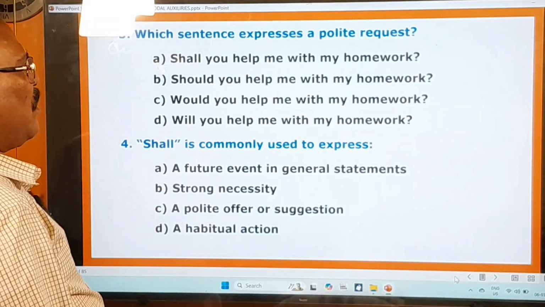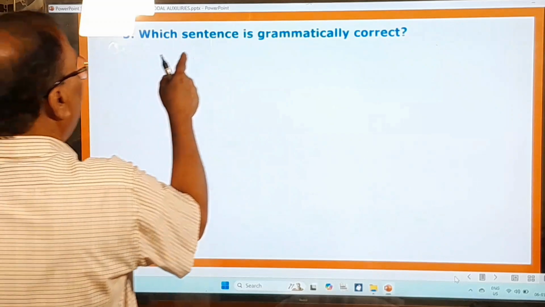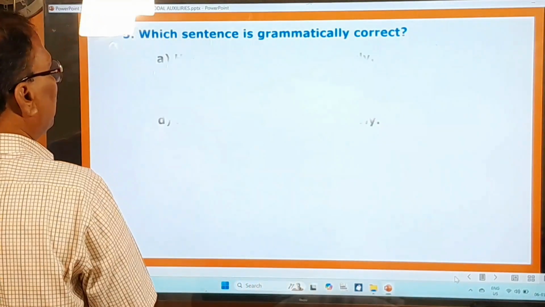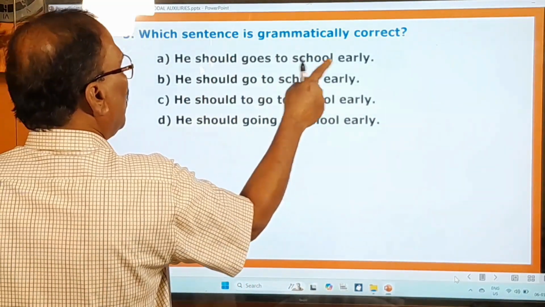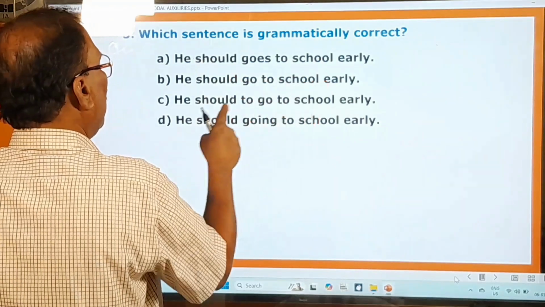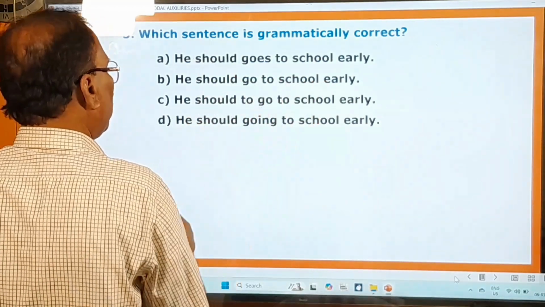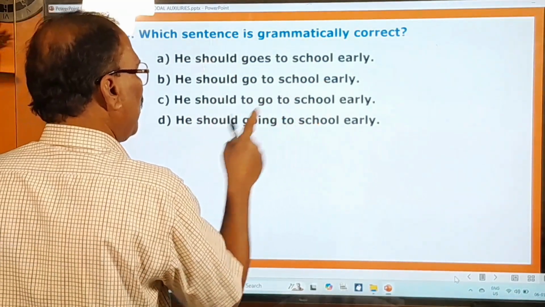You move on to other questions. Fifth question, which sentence is grammatically correct? He should go to school early. He should to go to school early. He should going to school early.